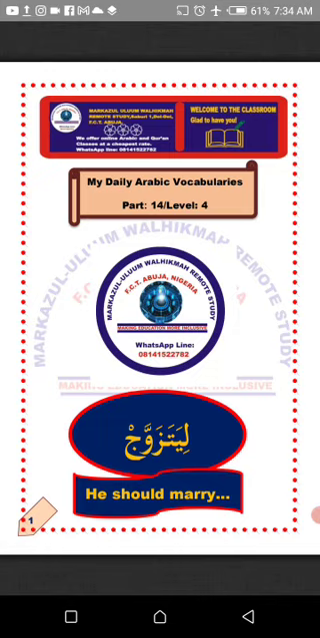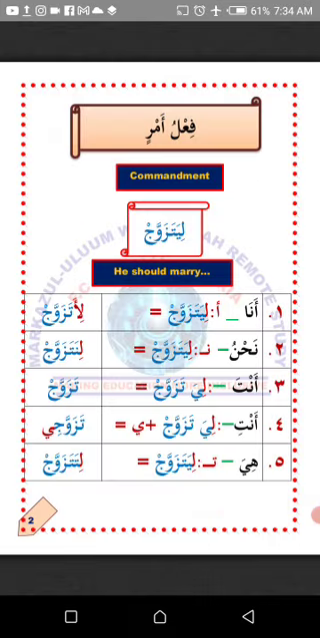Happy listening. We are going to learn from this lesson how to change the Arabic verb liyatazawwaj to suit certain pronouns in Arabic. Fi'lu amr, commandment. We are going to learn how to instruct others to do something in Arabic using different forms of verbs. The question is, how do we change the verb liyatazawwaj to suit the pronouns below?